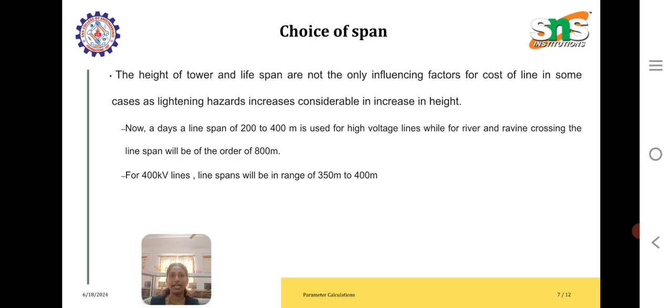The height of the tower and span are not the only influencing factors of cost, but lightning hazards also increase, which considerably increases the height. Nowadays, a span of 200 to 400 meters is used for high voltage lines, while for river and ravine crossing areas, it is of the order of 800 meters. For 400 kV lines, the span will be in the range of 350 meters to 400 meters. So if you are going to transmit on a 400 kV line, then the span will be in the range of 350 to 400 meters to place the poles.